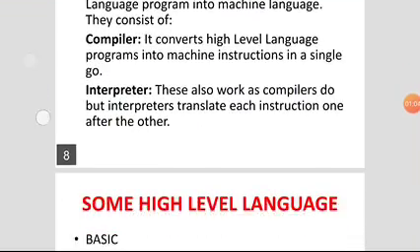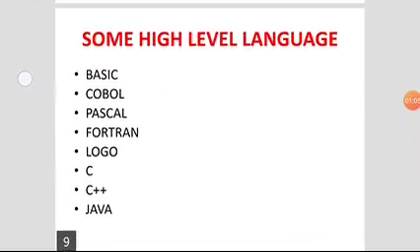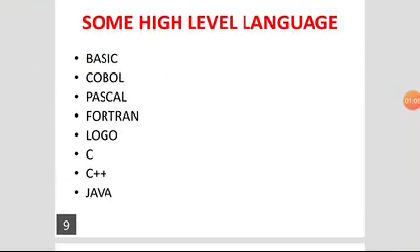Next, we already studied the examples of high level languages, but have a look in brief. The first example of a high level language is BASIC. BASIC was developed by John Kemeny and Thomas Kurtz in the early 60s. It is a general purpose language, very popular among schools and early learners. BASIC stands for Beginner's All Purpose Symbolic Instruction Code.